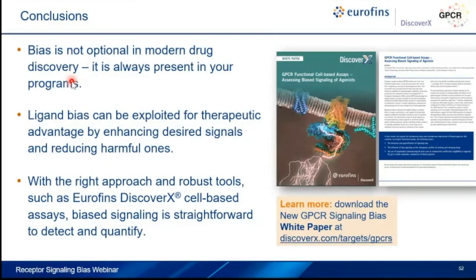So, to recap, bias is not an option. It's happening already, so you may as well consider it. Moreover, there are many ways you could see it being exploited for therapeutic advantage, strengthening good signals, reducing harmful ones. But the key in all of this is having assays. He or she who has the assay to see something that others cannot see has a definitive advantage. So I think that takes us to time, and I'll stop at this point and ask if anyone has any questions.